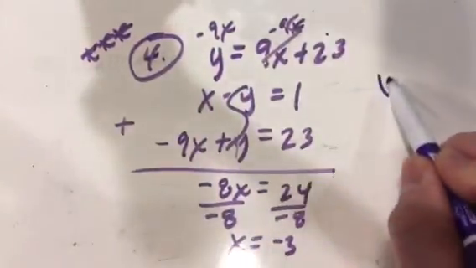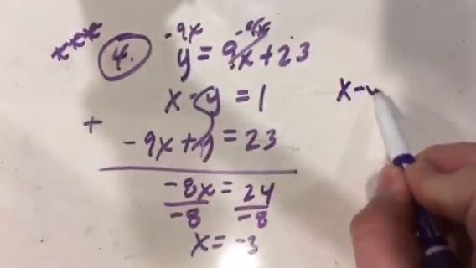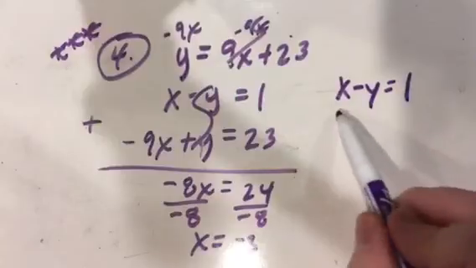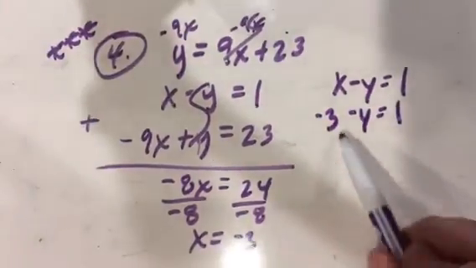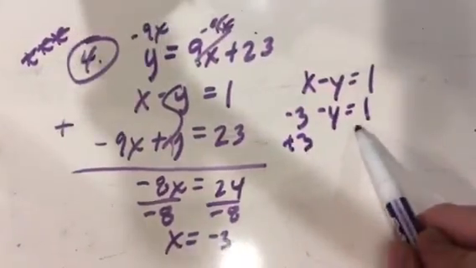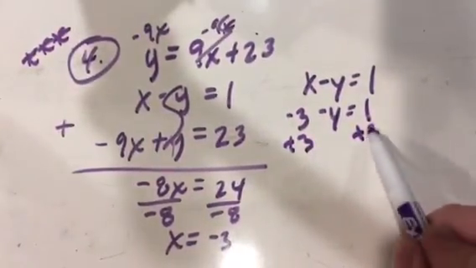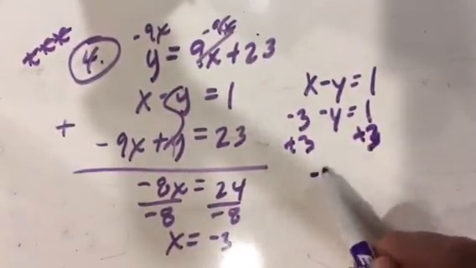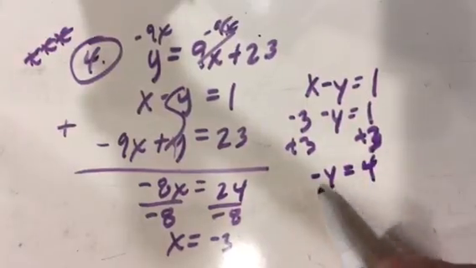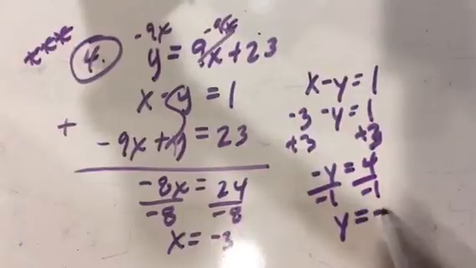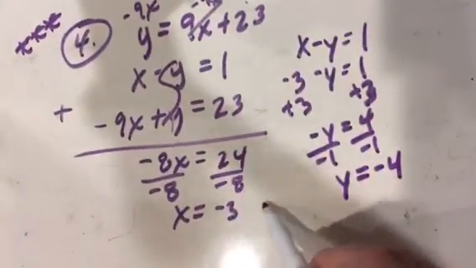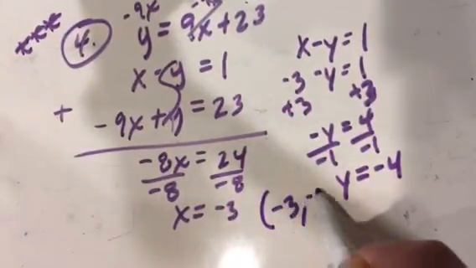Let's go to the second equation where we had x minus y equals 1. And we now know that negative 3 is x. We would add 3. Negative y equals 4, but we don't want negative y, so we divide by negative 1. We get y equals negative 4. So the solution to this system.